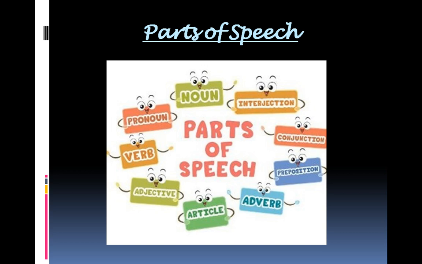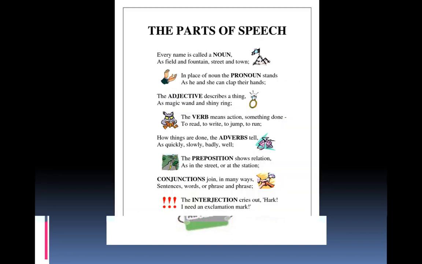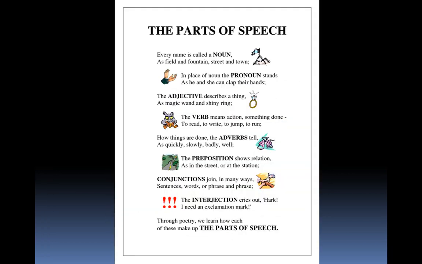Alright, so now there is a short poem describing the roles, the functions of all these parts of speech. Okay, let us read it. Every name is called a noun, as field and fountain, street and town. The first 2 lines describe what a noun is. We have learnt it enough times already that a noun is a naming word.